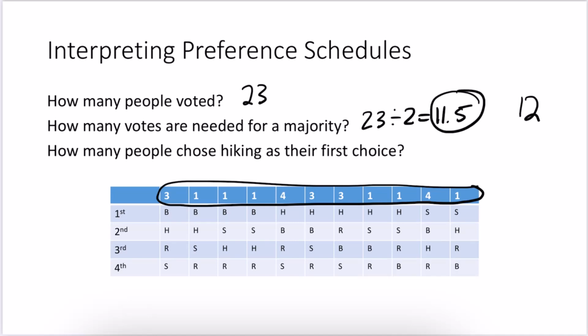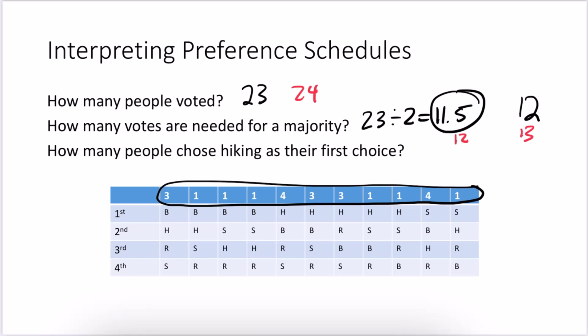If your number was an even number, like let's say there were 24 people instead of 23, in that case your half amount would be 12, so your majority would have to be 13, because it always has to be more than half, not just exactly half. So that's how you can find the total number of people who voted as well as the majority.